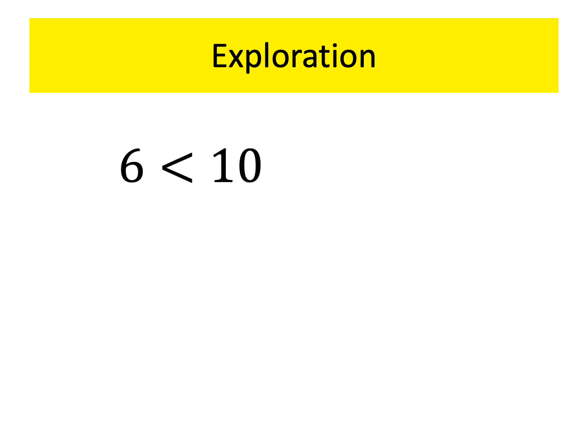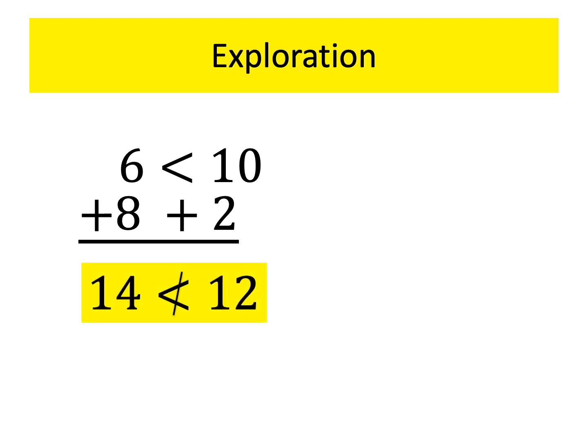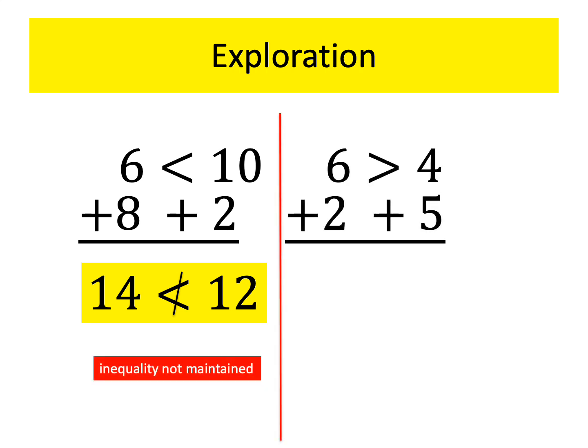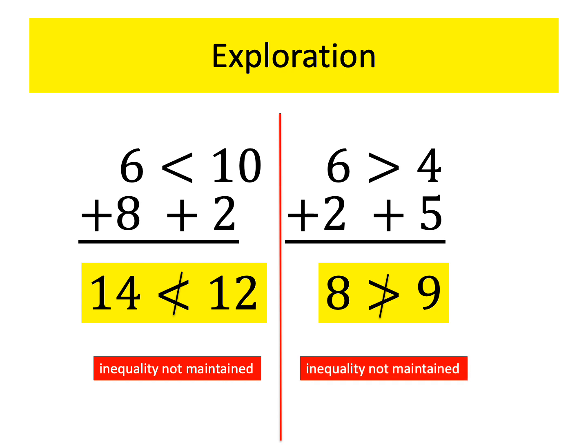All right. What happens if we do not add the same thing to both sides? So if we don't add the same thing to both sides, bad things happen. So we get 14 is less than or equal to negative 12, which is not a true statement. So if you don't add the same thing to both sides, the inequality is not maintained. Same thing here. If we add different things to a greater than symbol, we wind up with a false statement. Okay? So, word to the wise, add the same thing to both sides.